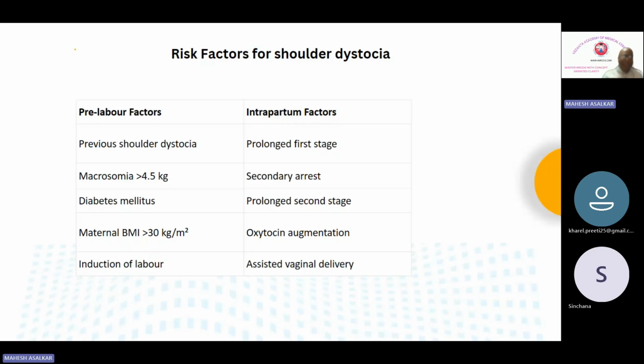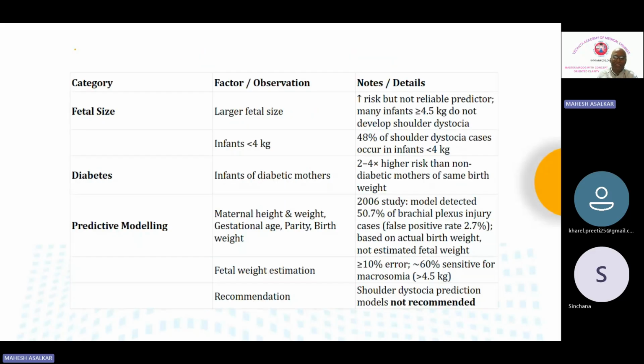Okay, induction of labor. So these are the pre-labor factors. Then intrapartum factors like prolonged second stage, prolonged first stage, or secondary arrest, then oxytocin augmentation and assisted vaginal delivery. So these are the intrapartum factors which are associated with shoulder dystocia. Now let's see the effect of various factors like fetal size.